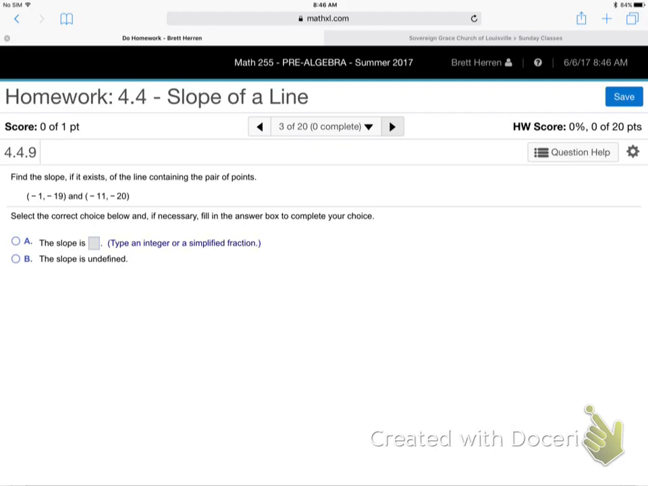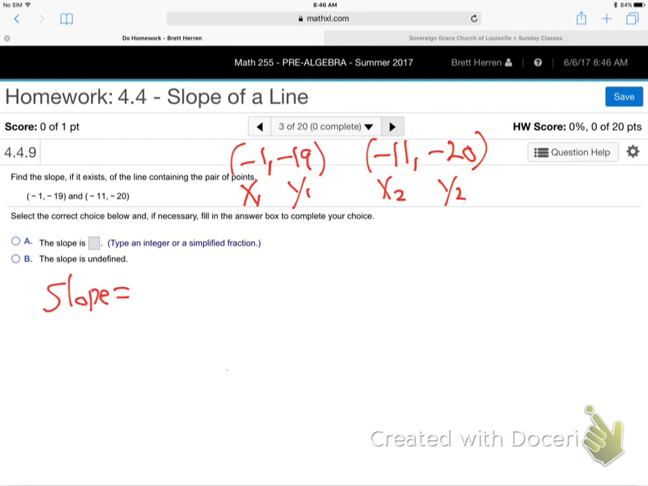All right, let's try this one. So we got -1, -19, and -11, -20. This is x1, y1, x2, y2. So what's the slope formula? Rise over run. And rise is y2 minus y1, over run, x2 minus x1. Rise over run. Take it from there. Same kind of thing.